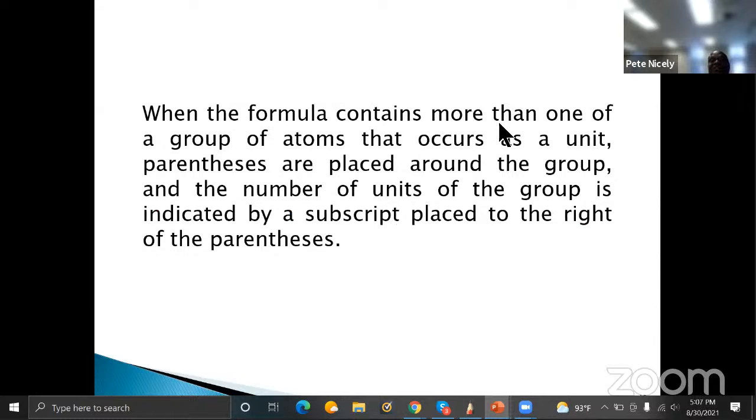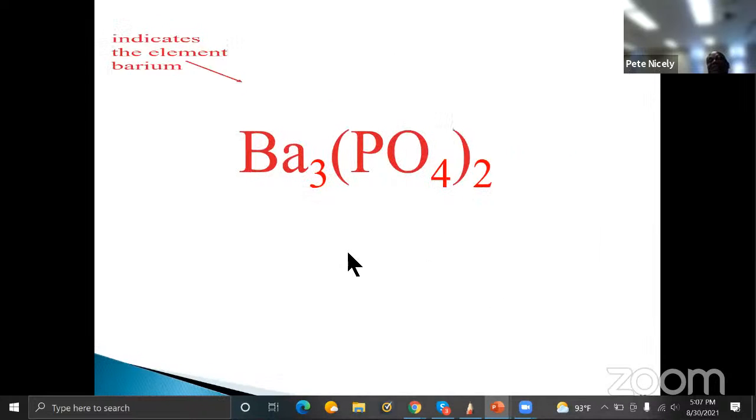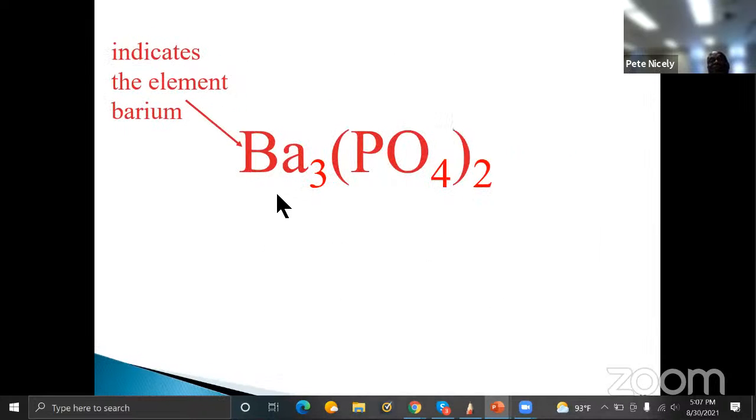When you have a formula containing more than 1 group of atoms that occurs as a unit, then we place parentheses around the group, and the number of units of that group is placed outside of the parentheses to the right as a subscript. And later on, we're going to see a lot more examples of this, but let me just show you this one example here. So in this case here, we have 3 barium ions represented here, and you'll notice that you have PO4 within the parentheses here, and you have 2 outside as a subscript. So this 2 here basically multiplies everything within the parentheses here by 2.